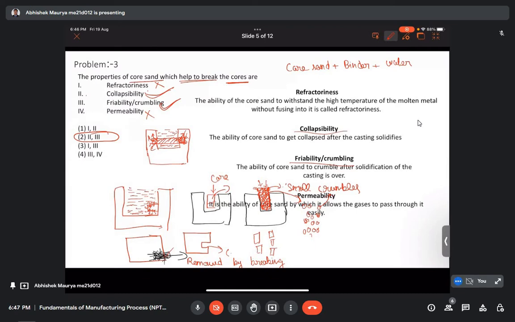So I think it is clear to everyone. If any of you have a doubt, please unmute yourself and you can ask me, and if it's clear to everyone, then we can move to the next question.